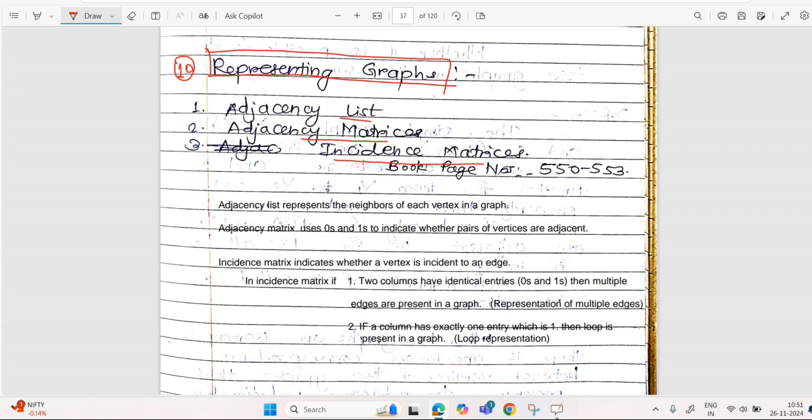So what is adjacency list? Adjacency list is the representation of neighbors of each vertex in a graph. In adjacency list we list the vertices which are neighbors of a vertex.